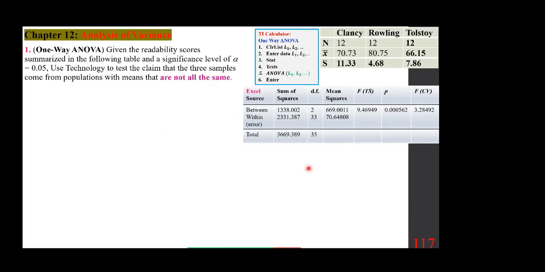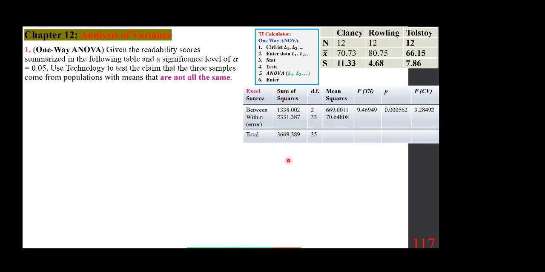A couple of things before we move on, I want to explain about this table. I want to start with the degrees of freedom for between. You have how many groups? You have 1 and 2 and 3. So this is 3 minus 1. Then each one has degrees of freedom n minus 1. So this is 12 minus 1, 12 minus 1, 12 minus 1. Or you might say total 3 times 12, 36 minus 3, which gives you 33. And they add up to 35. So this is how the degrees of freedom is calculated.